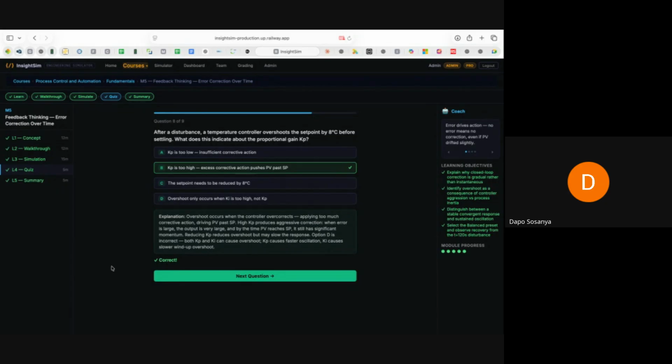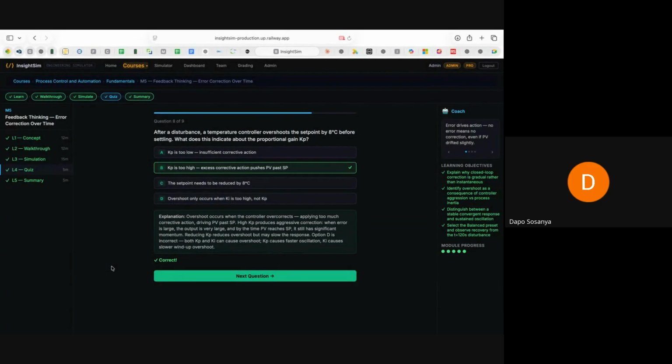Now, when you introduce the I term, the integral term, the integral term reduces that sustained offset. So the integral term winds down the overshoot, whether wind up or wind down, depending on where it is on the axis. It brings it closer to SP.